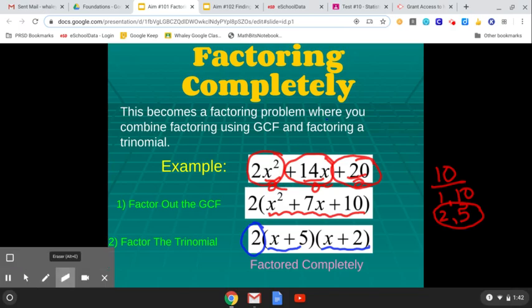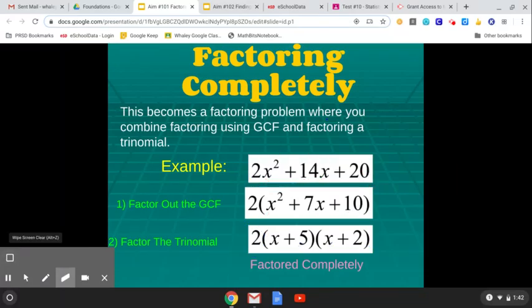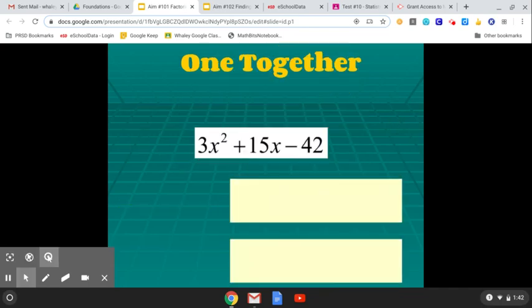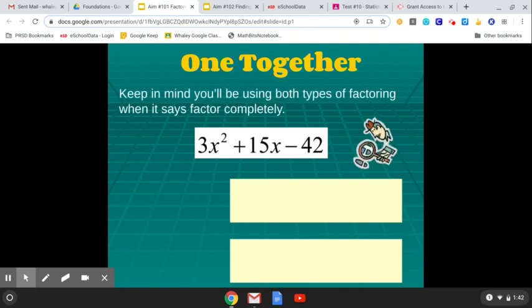Okay, let me clear this off. We'll now do one, or I'll guide you through one more, and then a couple of unique ones, and then that'll be it for the video. It's really kind of quick. Okay, so here we go again. 3x squared plus 15x minus 42. If you want to do this with me together, why don't you pause right now and see if you can figure out what the GCF is.